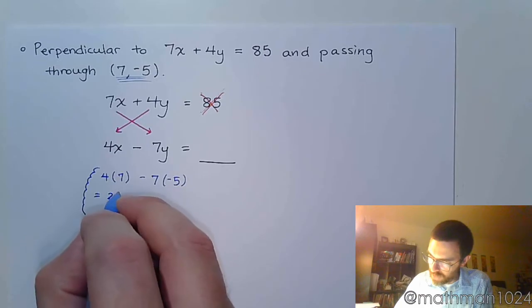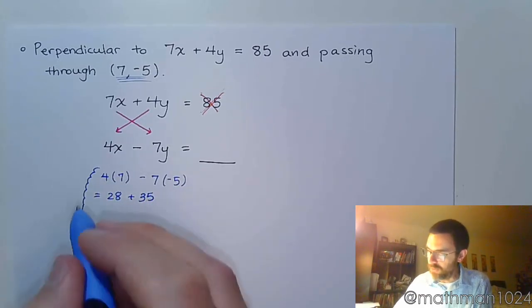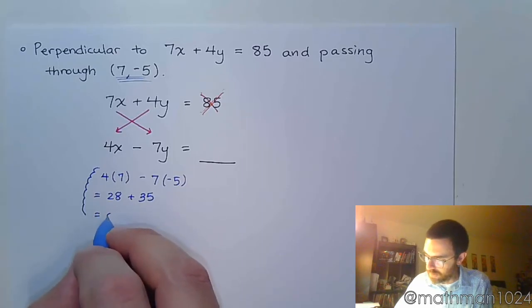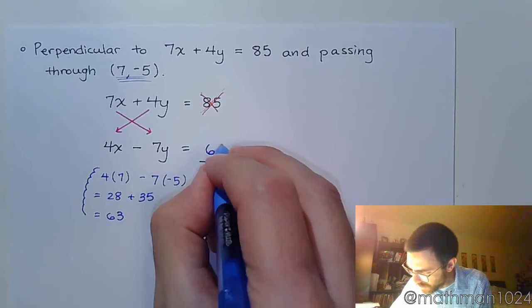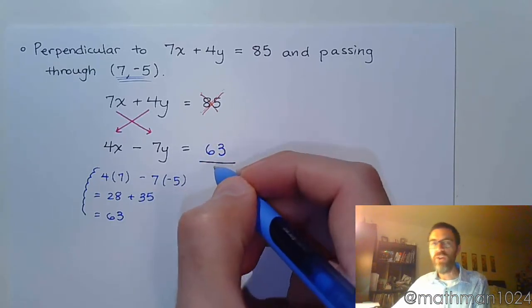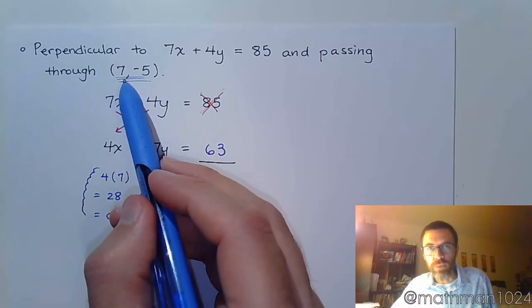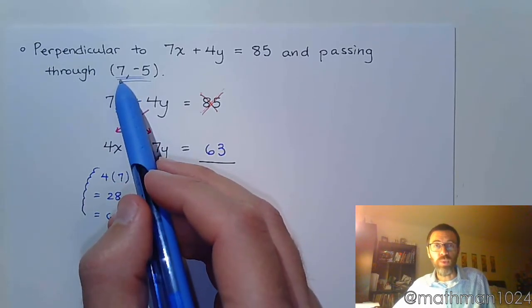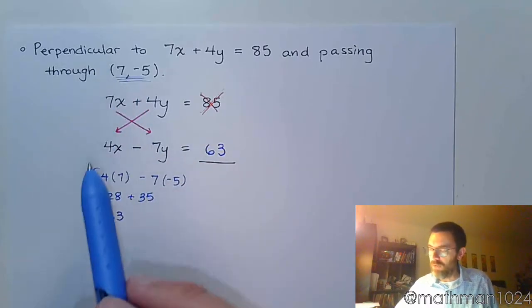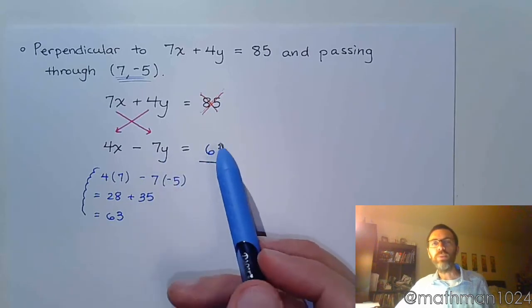Alright, so we have 28 plus 35, and that gives us 63. So that's the number that has to go here. You might say, how do you know it's 63? How do you know this is going to work? Well, that's because this ordered pair is supposed to be a solution to whatever line we come up with, whatever equation we find. And if you plug in 7, negative 5, you get 63. So it will be a solution here.